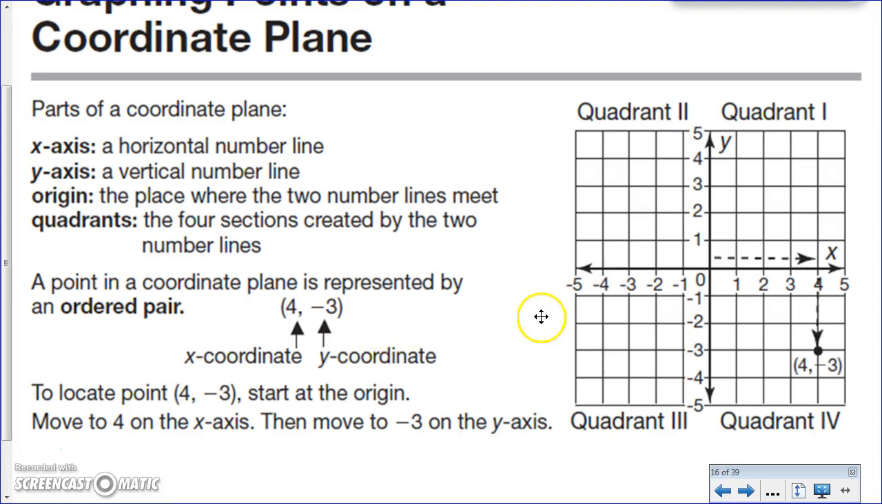So to locate point (4, -3), we start at the origin, the (0, 0) point. We move to the positive 4 on the x-axis, so 4 to the right. And then we go to -3 on the y-axis, so we go down 3. And there is point (4, -3).